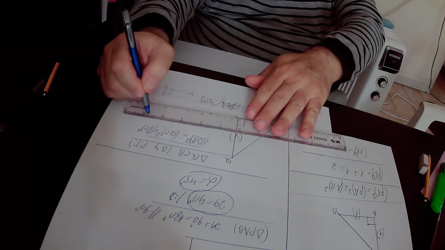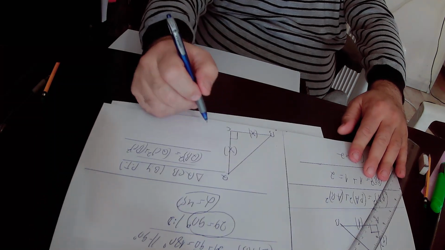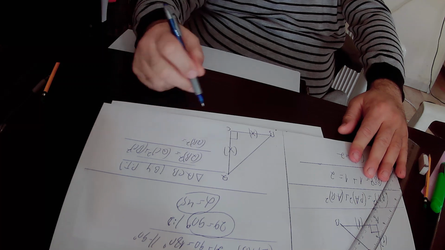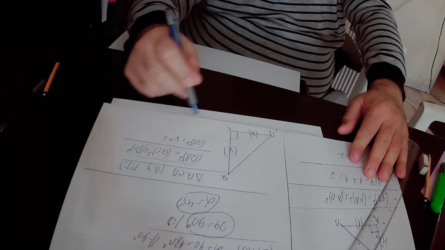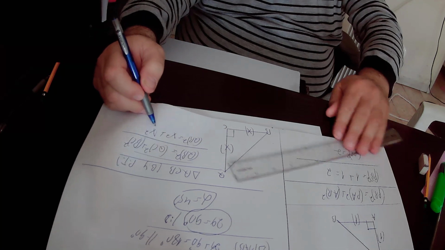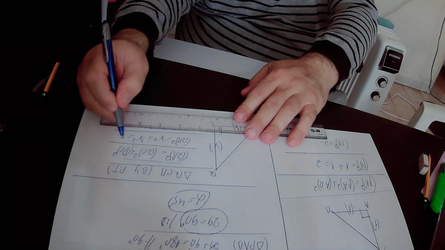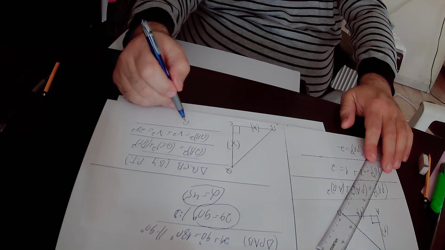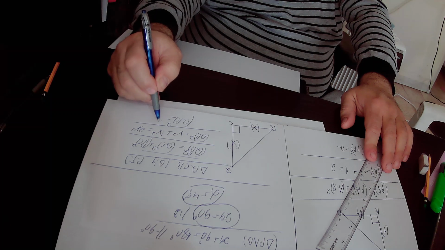So QB squared, that is the square of the hypotenuse, equals QC squared. QC is x, therefore QC squared is x squared, plus BC squared. BC is x, therefore BC squared is x squared. So in total, QB squared equals x squared plus x squared, that is 2x squared. So here, QB squared equals 2x squared.